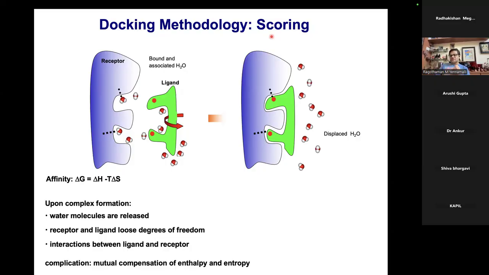So depending on the scoring function and depending on the conformational search, certain algorithms do a good job of finding conformations between two different molecules. Some don't do it, some do it only for certain molecules. Okay.